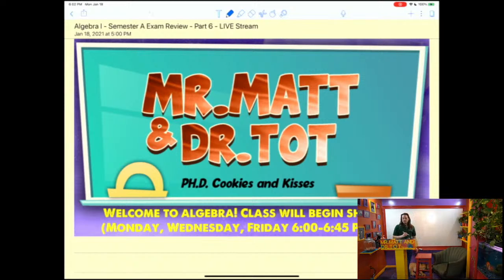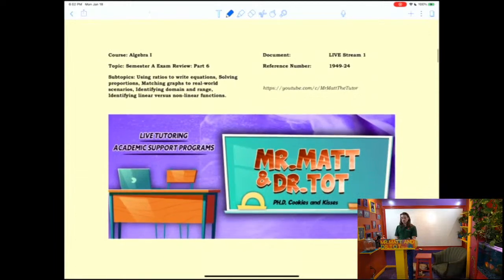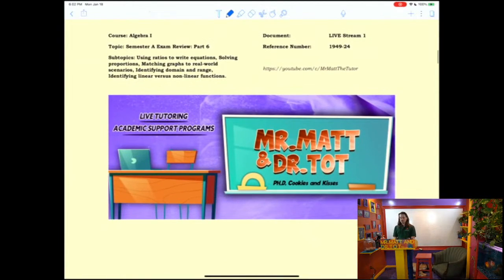So today we're going to be looking at writing equations using ratios, solving proportions, matching graphs to real life scenarios, and identifying domain and range, as well as linear versus nonlinear functions. This document that corresponds to today's lesson is going to be posted on Certified Learning Center's website.